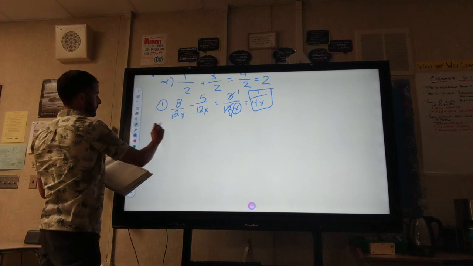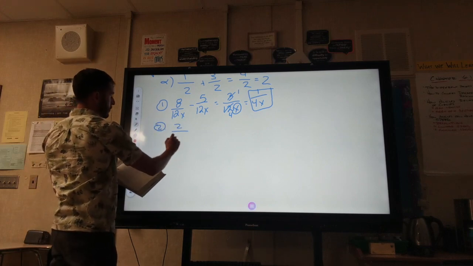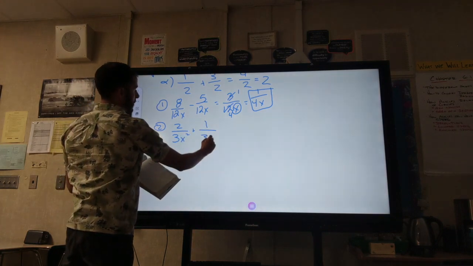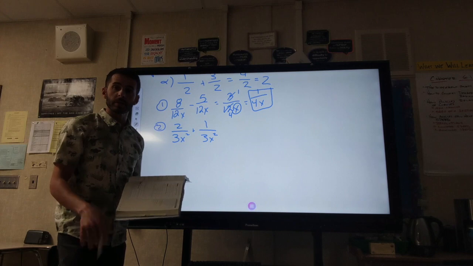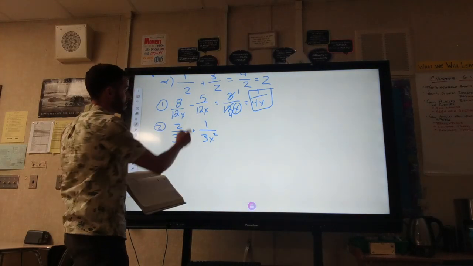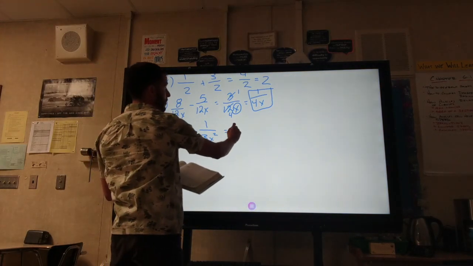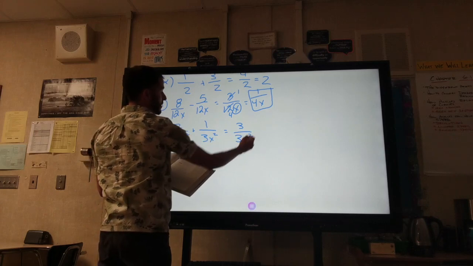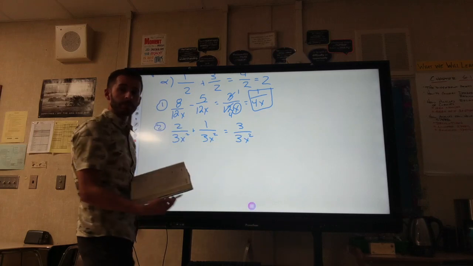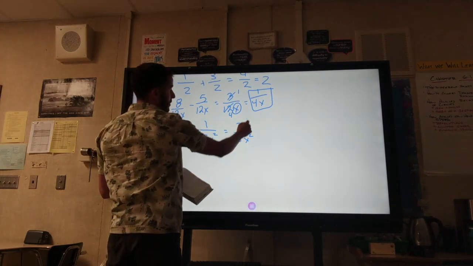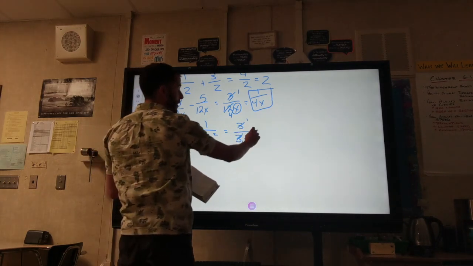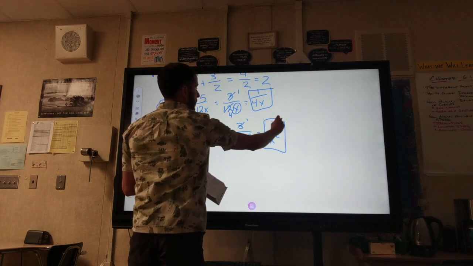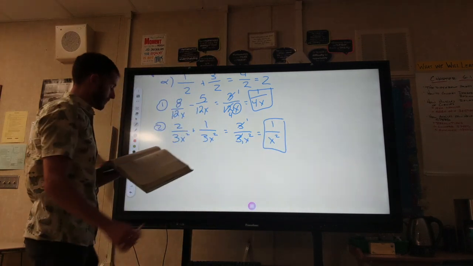Number 2. 2 over 3x squared plus 1 over 3x squared. Again, you're going to look first at the denominators. Do they have the same denominator? Yes. So we'll do the operation in the middle. For the numerator, 2 plus 1 is 3. 3 over 3x squared. We can now look to simplify. The top and the bottom have a 3 in common. That x squared has not moved. It stays down there. 1 over x squared is our answer.